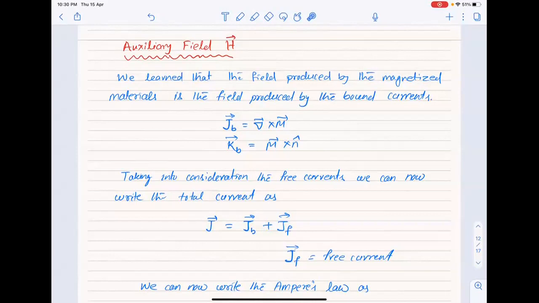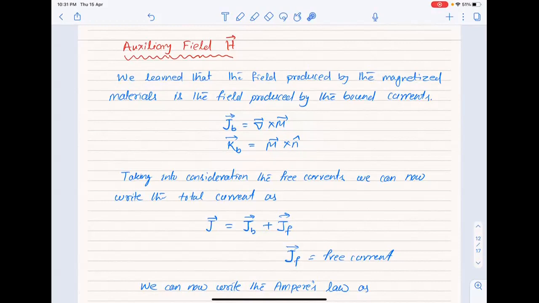In the last lecture, we learned that the effect of magnetization is essentially to establish the bound currents. Bound currents, that is your J_B, which was nothing but the curl of M, and K_B, the bound surface currents, which is nothing but M cross n cap. Now, the field produced by the magnetic material is nothing but the field produced by these bound currents.